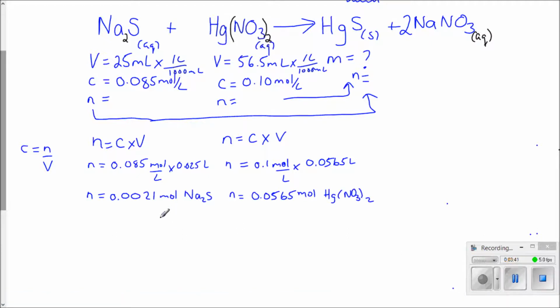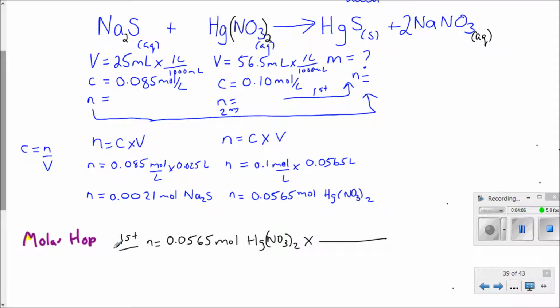So when we look at our moles here, we remember that we can't tell who's limiting yet. We really need to see who produces less product to determine that. Now this is going to be my first molar hop, and this will be my second molar hop. The first molar hop is from mercury nitrate to mercury sulfide, and it is a 1-to-1 ratio. So I'll show those 2 molar hops down below here.